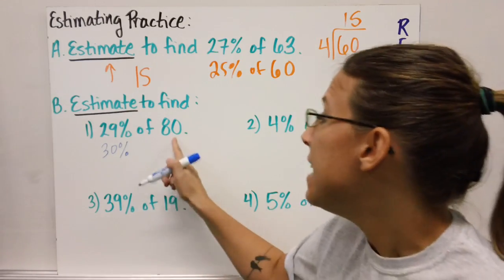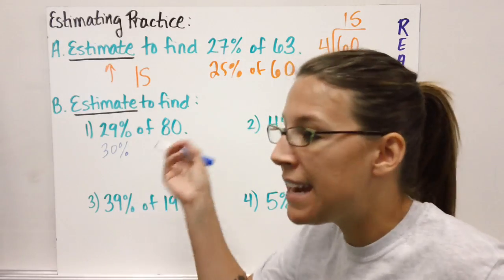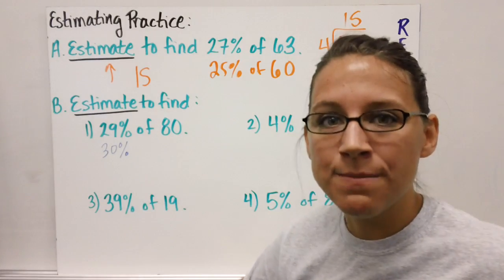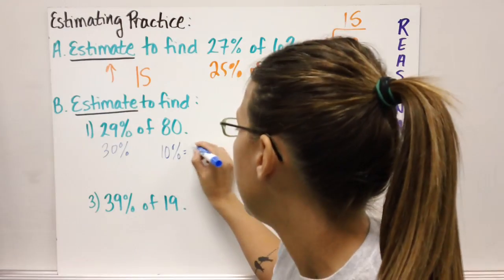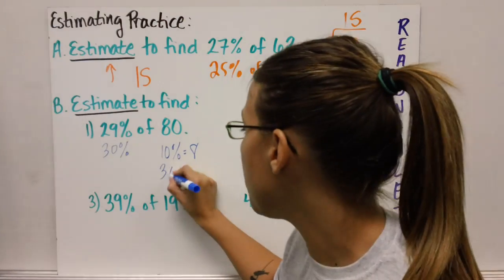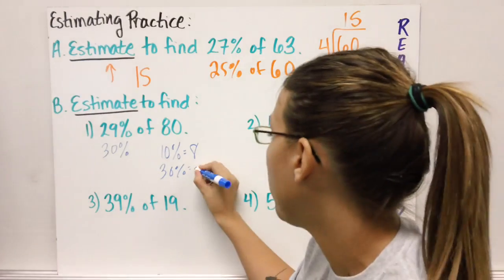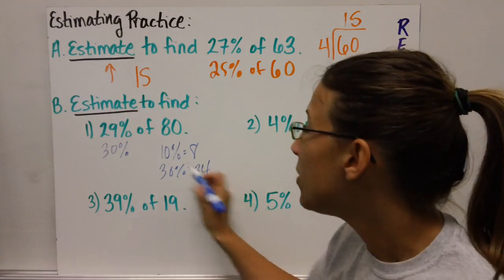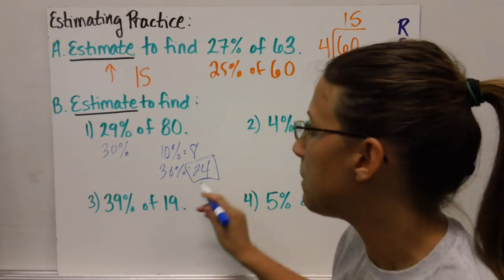So first of all, to get 10% of 80, I divide by 10. Let's do that in my head. 80 divided by 10 is 8. Now that's 10%. So I can say 10% is 8. Well, that means 30% is 8 times 3, which is about 24. And so 29% of 80 is about 24. Perfect, acceptable estimation.